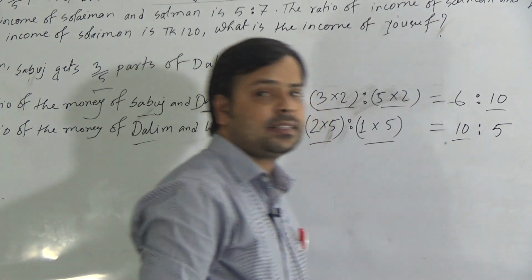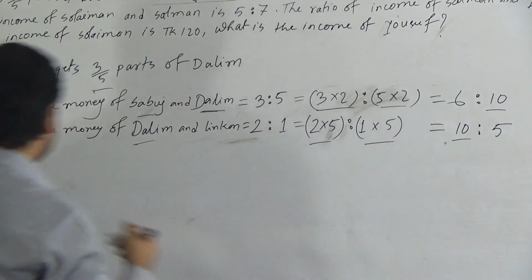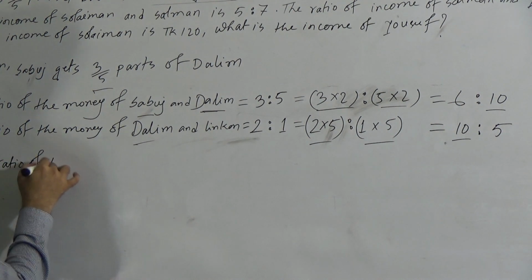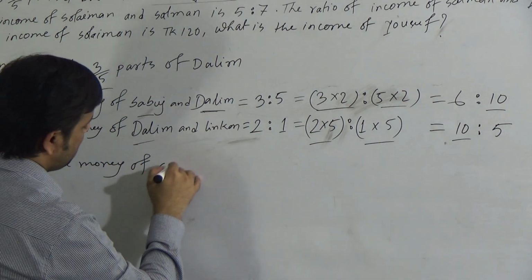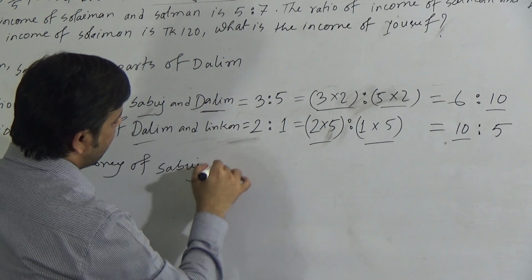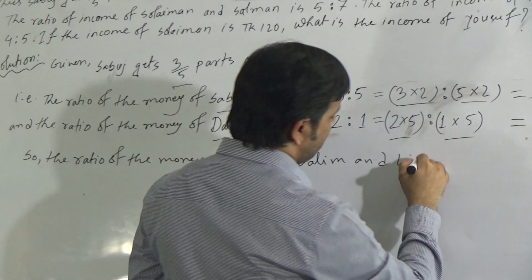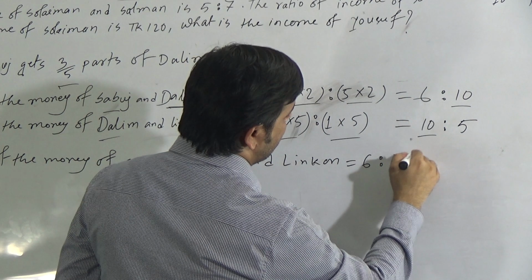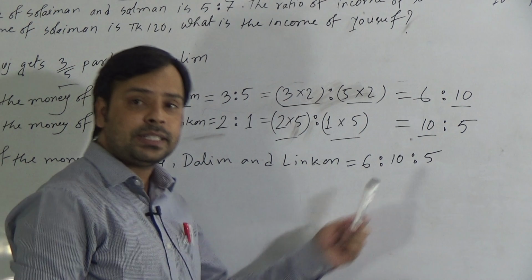So we can write the successive ratio of Shobuj, Dalim and Lincoln. So the ratio of the money of Shobuj, Dalim and Lincoln is equal to 6:10:5. So now we need to determine the sum of the quantities of the ratio.